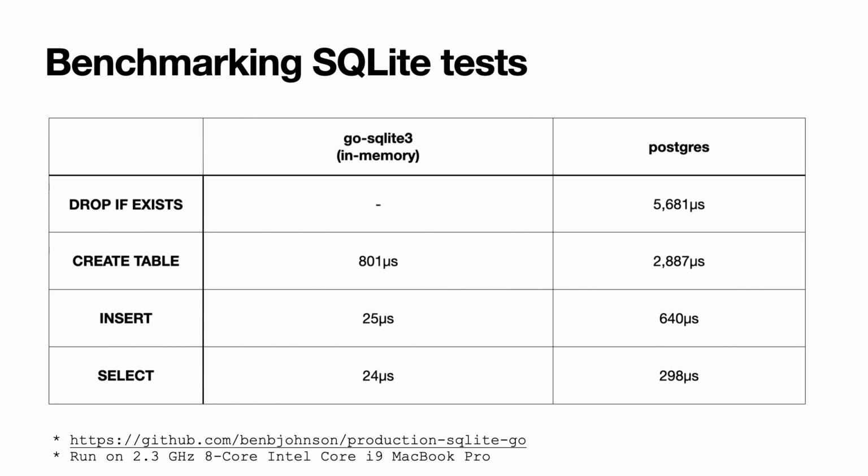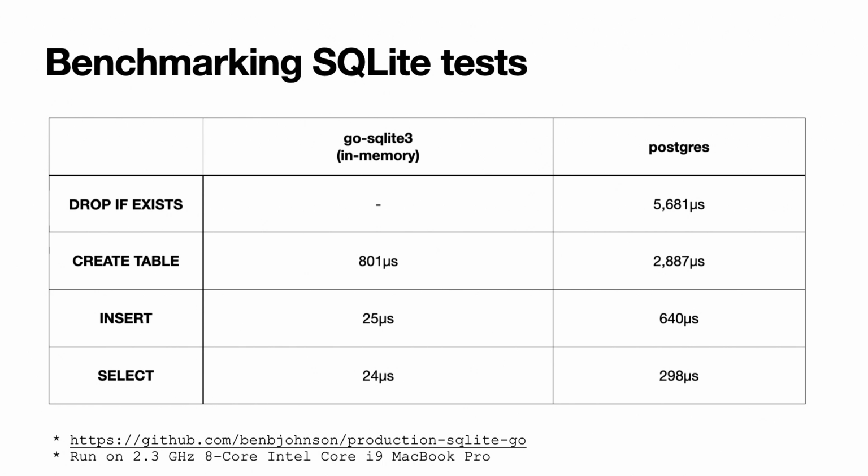We can do some benchmarking here with SQLite. Again, this is very much loaded in favor of SQLite, but we're comparing Go SQLite in memory versus a standard Postgres setup that people use for testing. Both are the default configurations, and we're just trying to understand how the performance changes. With Postgres, there are certain operations you need to do that you don't need to do on an in-memory database. So if you need to drop if exists, you don't need to do that for in-memory databases because you wipe it out every time you close it.